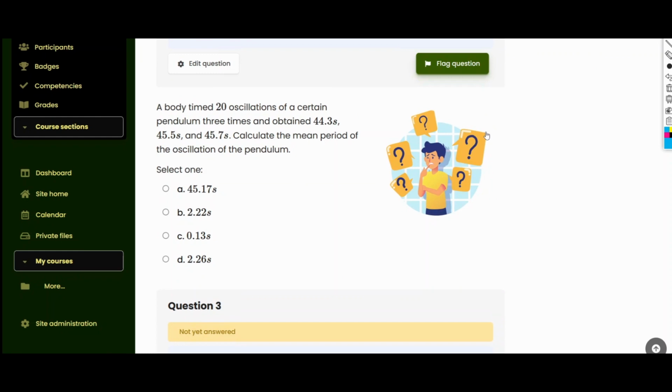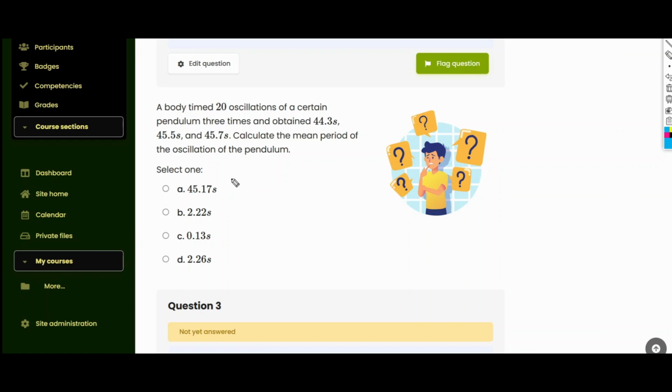The next question says, a body timed 20 oscillations of a certain pendulum 3 times and obtained 44.3 seconds, 45.5 seconds, and 45.7 seconds. Calculate the mean period of the oscillation of the pendulum. There are various approaches we could use. We could try to find the period individually, or we can work with the values together. So let's take a shorter route.